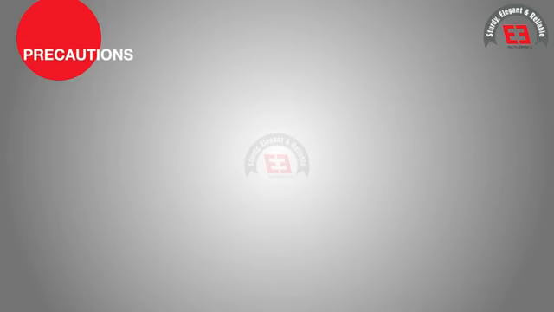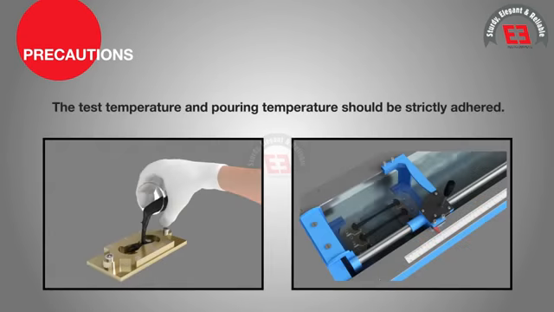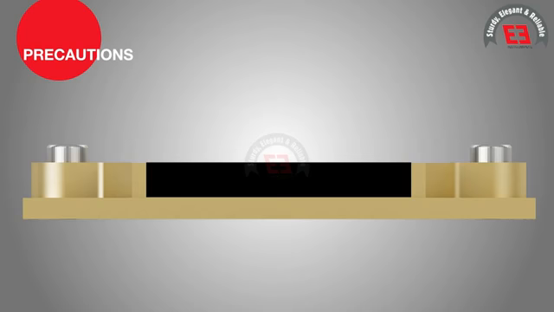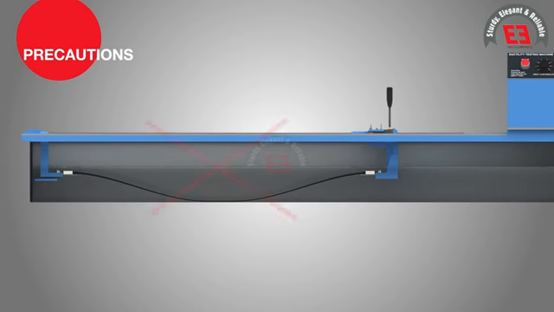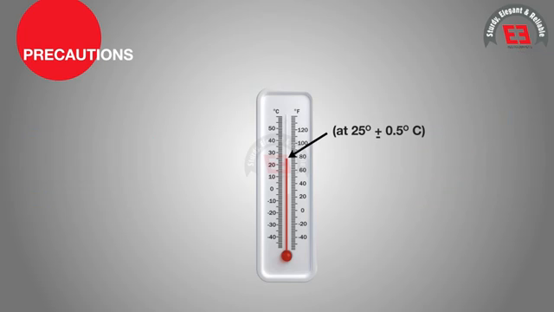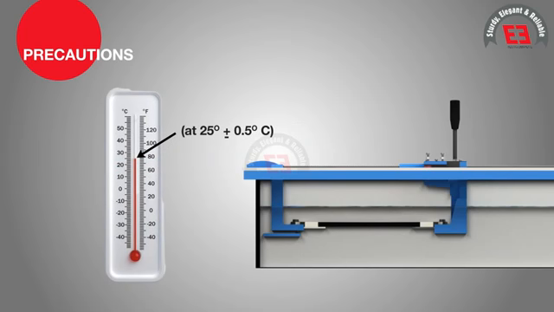Precautions: The test temperature and pouring temperature should be strictly adhered to. The minimum width at the cross section of the sample should be 10 mm by 10 mm. The stretching thread should not touch the bottom of the ductility machine. The test temperature should be 25 degrees Celsius plus or minus 0.5 degrees Celsius, and the rate of pulling 50 mm per minute plus or minus 2.5 mm per minute.